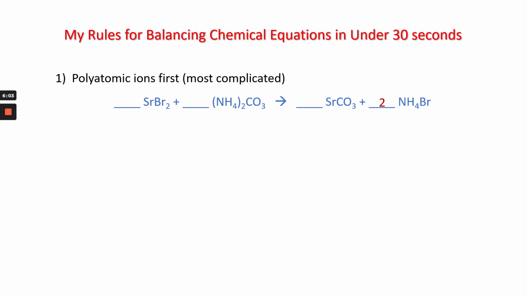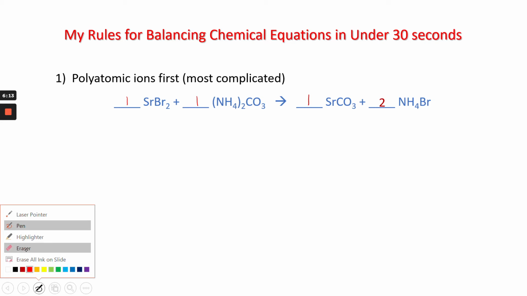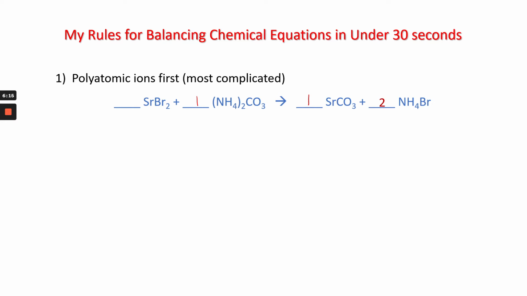It's not necessary to put coefficients of 1 in front of these. You can just leave those off. It would be understood. Okay? If you want to leave them on yours, that's fine. I'm going to go ahead and erase them from mine because, as I said, they're not necessary. At this point, that equation is balanced. All right. So if you try the polyatomic ions first, it's really going to help you get a lot of things balanced quickly.